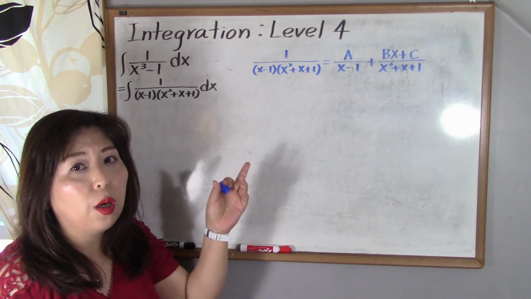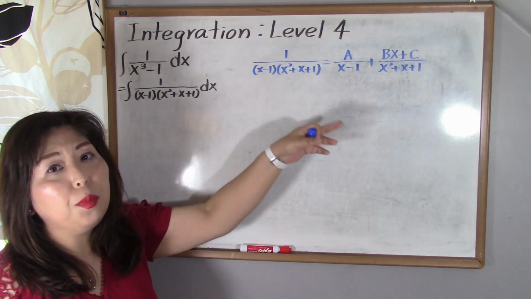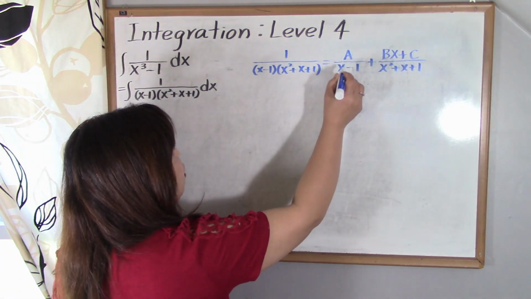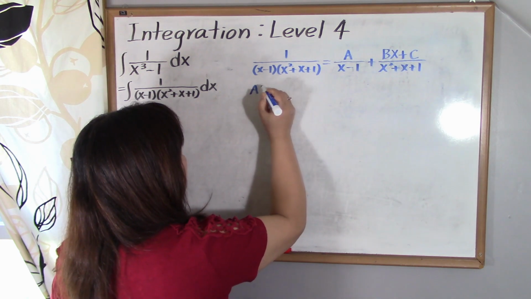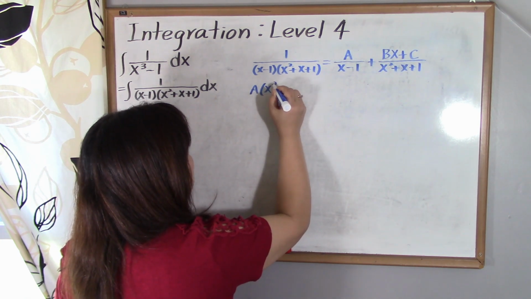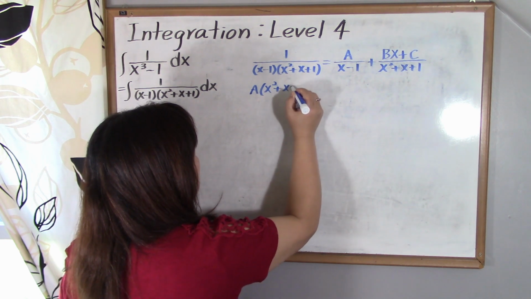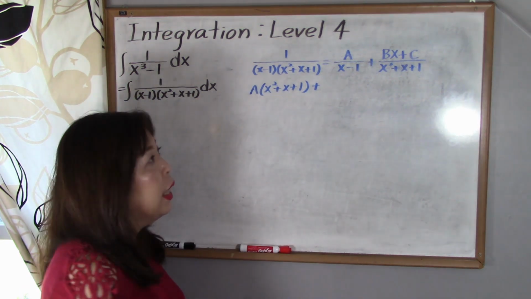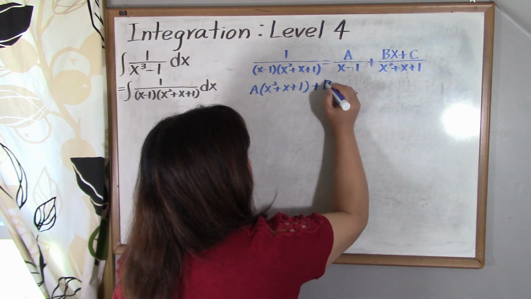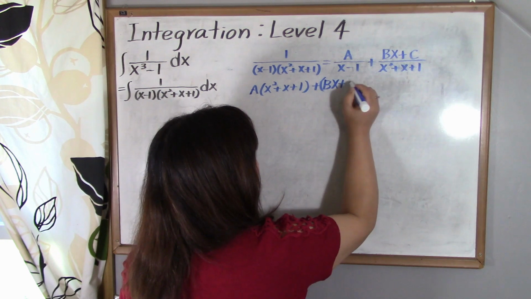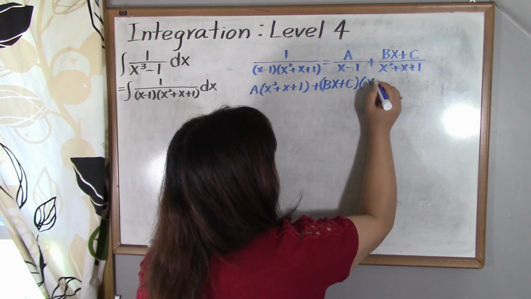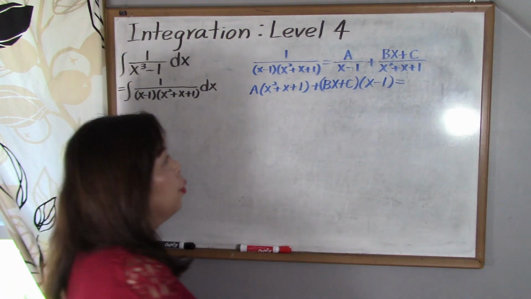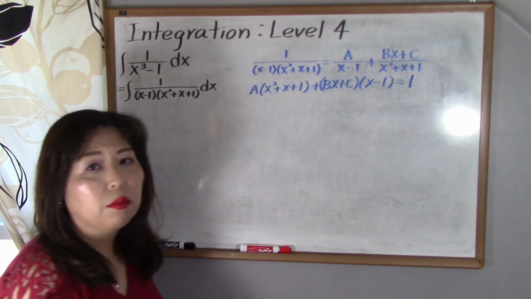However, I only show numerator part. Okay? So a times x squared plus x plus 1 plus, okay, next one here, bx plus c times x minus 1. This is going to be equal to 1, right?